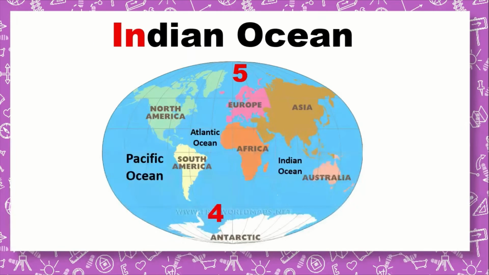Number 3 is the Indian Ocean. Why is it called Indian? Because India is in Asia and the Indian Ocean is right below Asia. The Indian Ocean is right below Asia, and that's why it's called the Indian Ocean.